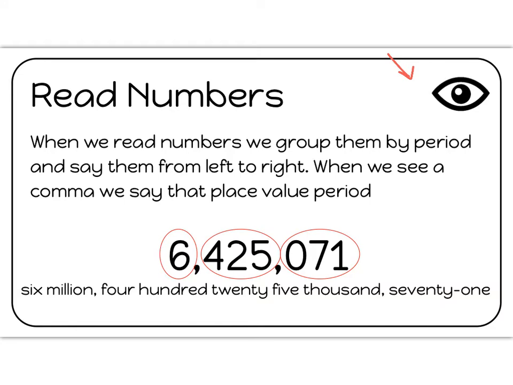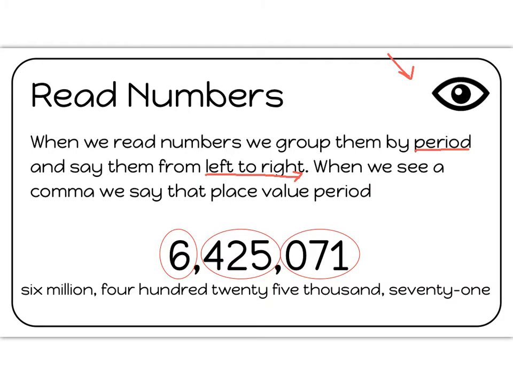When we read numbers, we group them by period. Remember, that was our vocab yesterday. And we say them from left to right, just like we read a book, from left to right. When we see a comma, we say that place value period.